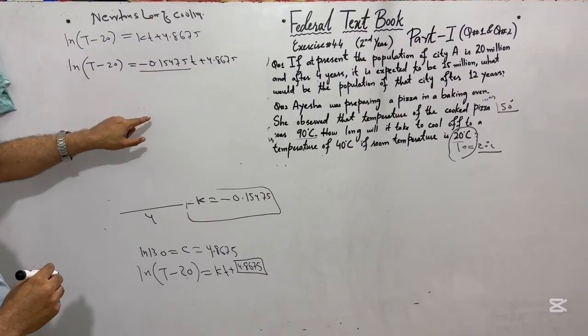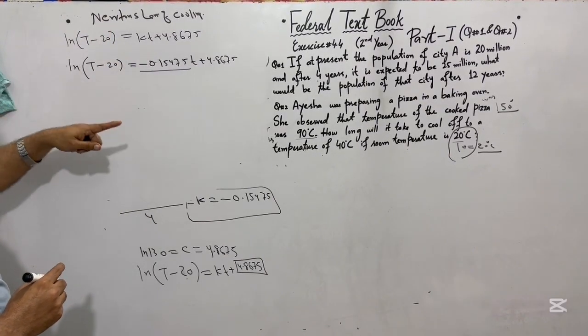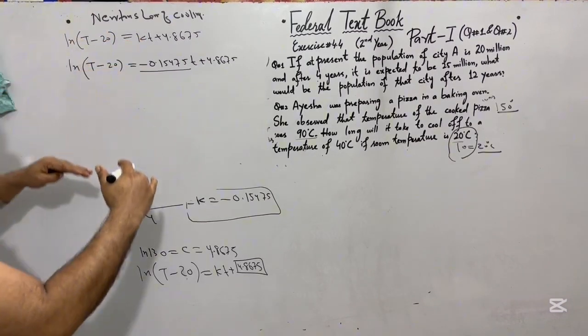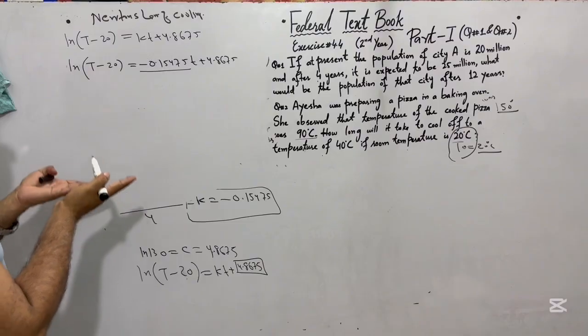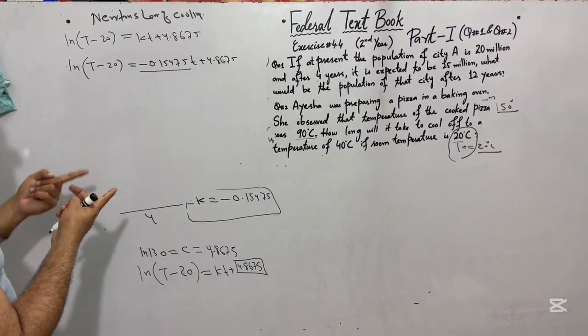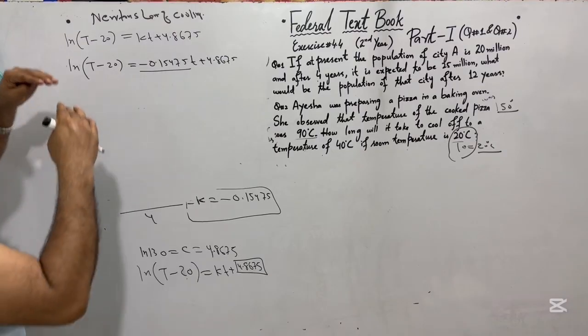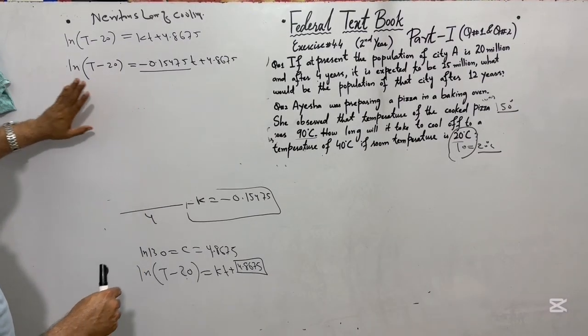Have you noticed, have you taken care of this negative? This negative sign shows that our rate of change decreases. Look at this. In that case, the temperature is decreasing. In the first problem, population is increasing. That's why the value of K is positive. If it is a question of increase, K is positive. If it's a question of decrease, the constant is negative, meaning decrease. Okay, cool.